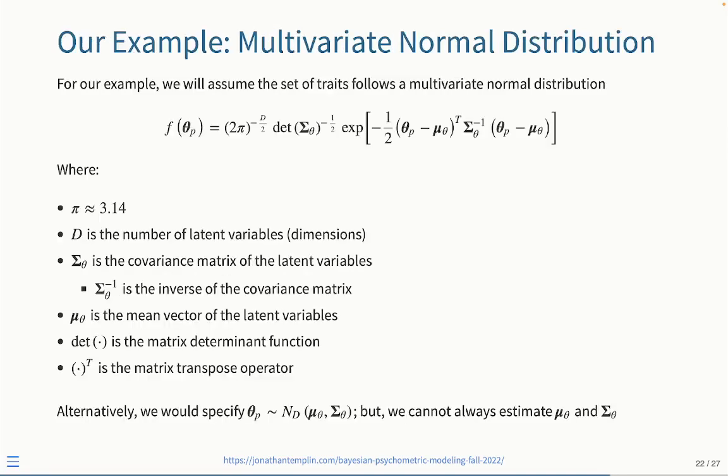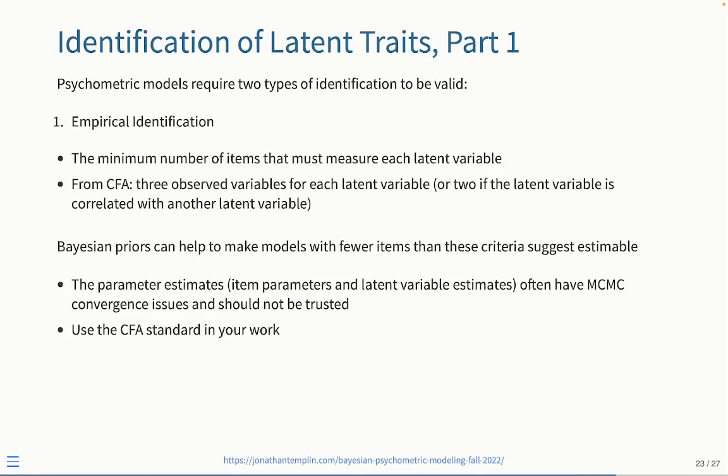Now, the other key part of this is that when we say a latent variable follows a normal distribution, now we have to set its scale, right? We have to figure out its mean vector and covariance matrix. But it's actually a little bit more complicated than that. Psychometric models require 2 types of identification to be valid. The first type of identification is something called empirical identification, which basically says what is the minimum number of observed variables or items that you must have to measure each latent variable.